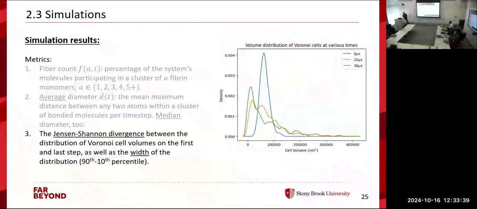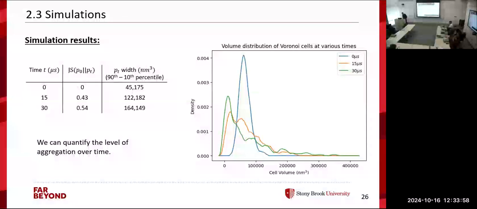Like at first, they are centered around some value because it's a pretty uniform distribution. Remember how the simulation started. But over time, because some molecules come closer to each other while others are further away from each other, we expect this distribution to get wider and wider. So we're going to use either the JS divergence to measure and quantify this aggregation, or the width, 90th minus 10th percentile. And in both cases, we see how it increases.